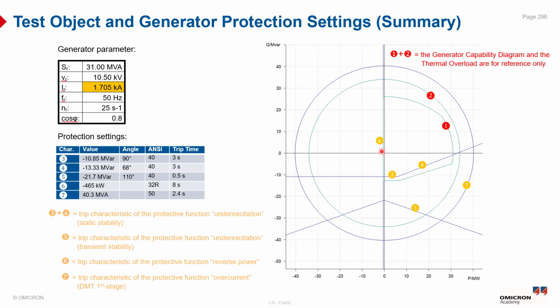Characteristic number 6 represents the reverse power protection characteristic, designed to detect a power flow reversal when the generator starts to motor instead of generating. And last but not least, characteristic number 7 marks the overcurrent protection characteristic corresponding to the definite time stage, which is the DMT. Together these curves provide a complete overview of all key protection functions configured and tested in the generator protection setup.